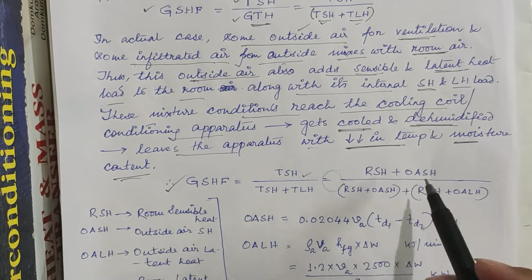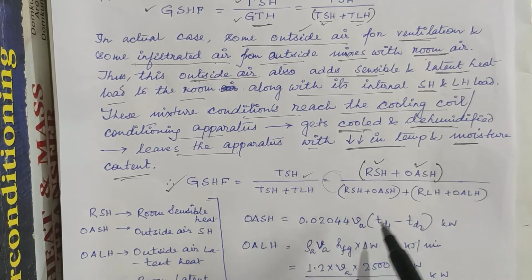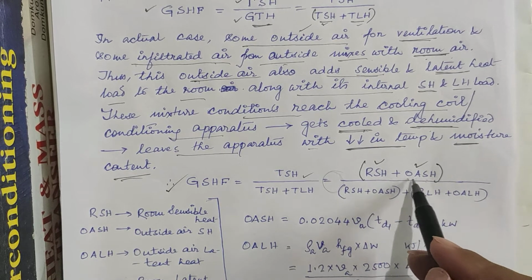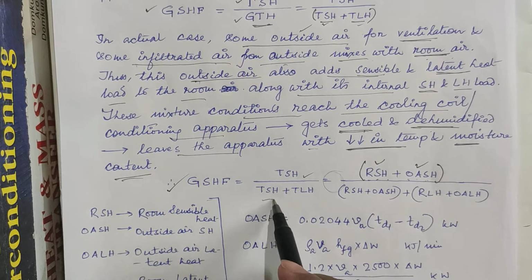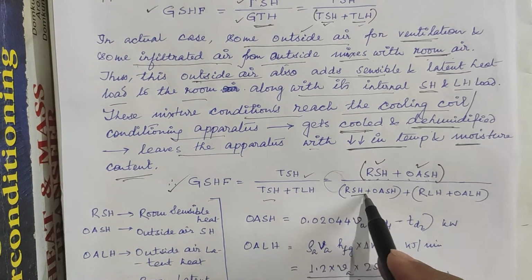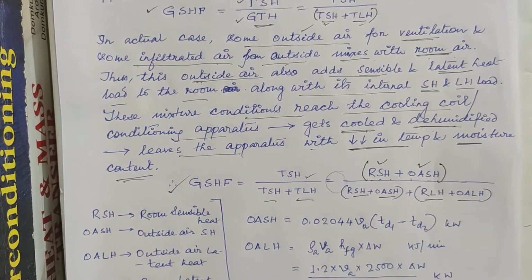So total sensible heat can be written as room sensible heat plus outside air sensible heat. OASH means outside air sensible heat, RSH means room sensible heat. Total sensible heat means room sensible plus outside air sensible, and total latent means room latent plus outside air latent heat.